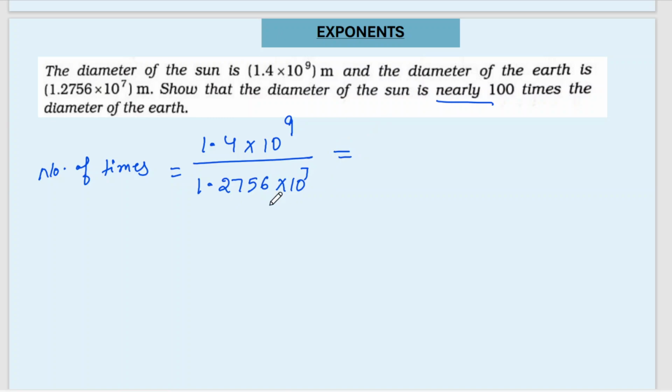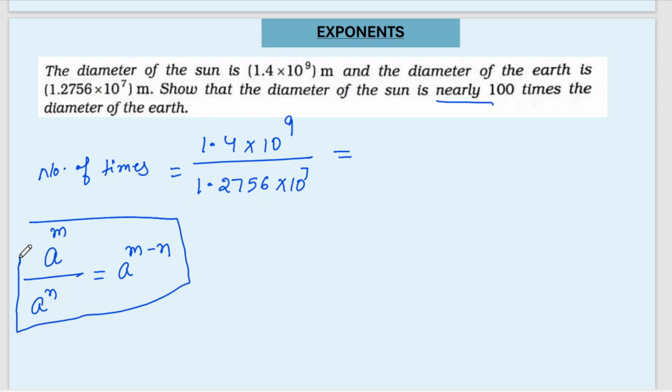Now let us discuss one more concept. If you have the same base and the case is of division, that means we have base A and powers m and n respectively. So the answer will be A to the power m minus n. That means the power will get subtracted. So just subtract the power.